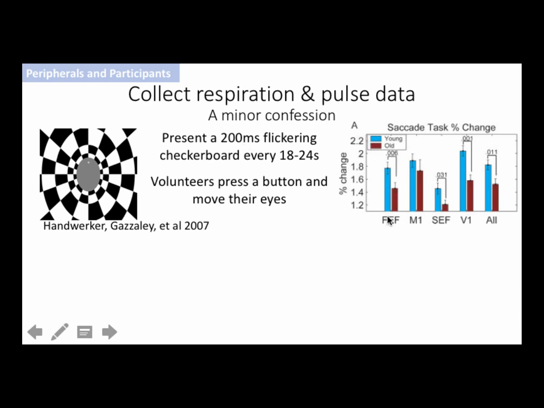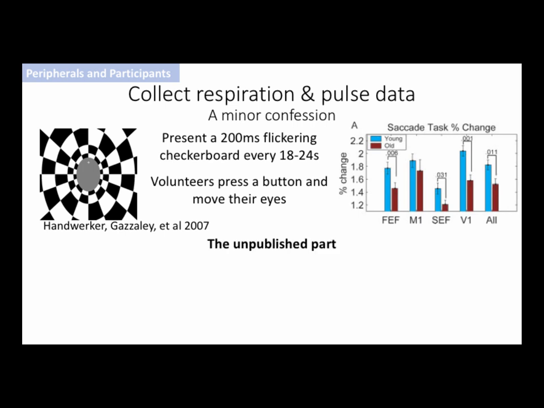So I got young and old, an aging study, in eye field areas, in motor and visual areas. I was seeing the response magnitude and all this stuff. And it's a nice paper. I like it. But the minor confession part was this wasn't the whole data set I collected.